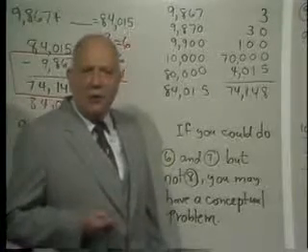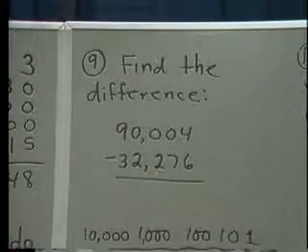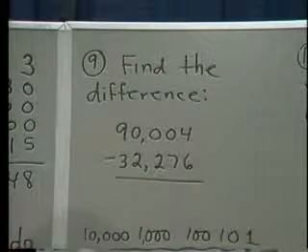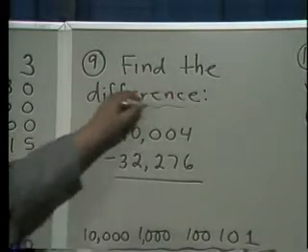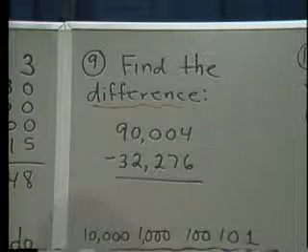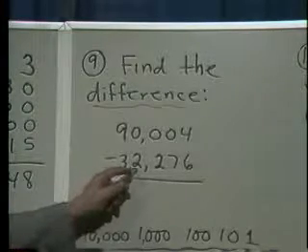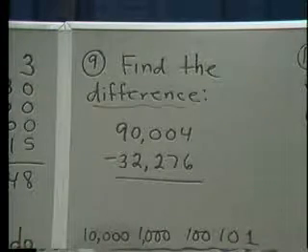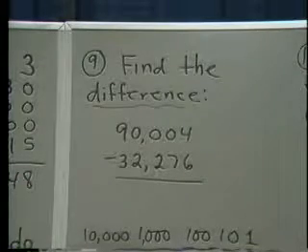There's only a couple of more problems to do, and we might just as well go through them. See, I just want to introduce some new language again. Number 9 says find the difference, 90,004 minus 32,276. And whenever you see the word difference, just like sum, S-U-M, tells you it's an addition problem, difference is going to tell you that it's a subtraction problem. So we're going to actually take 32,276 away from 90,004. And here's the way we do that. I'll do it the mechanical way first, then explain to you another way of viewing borrowing, okay?